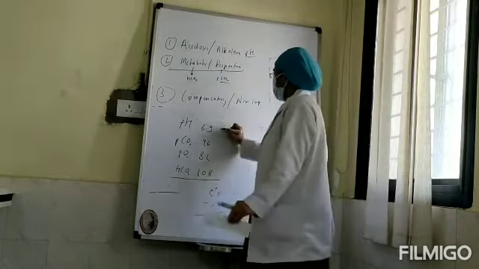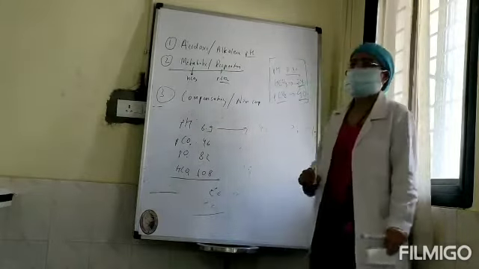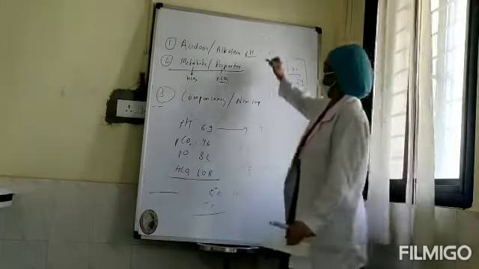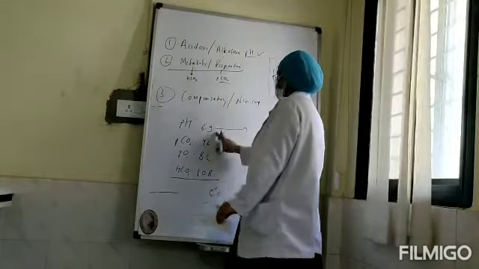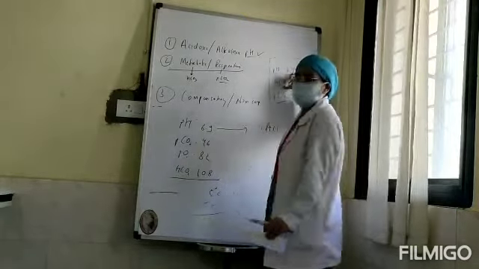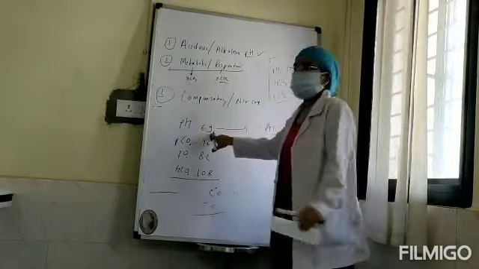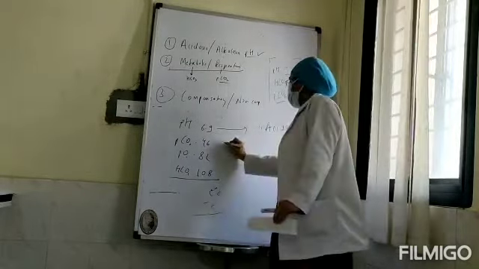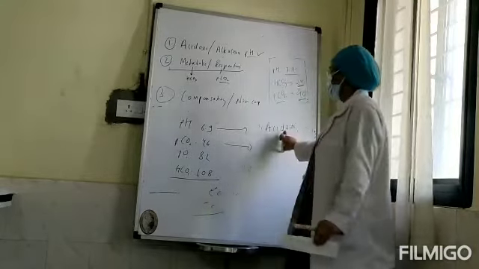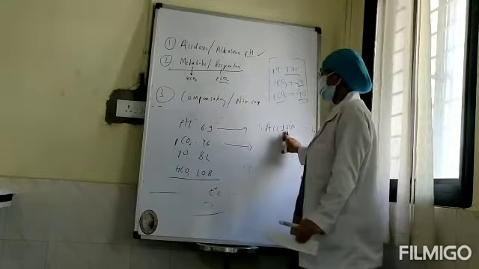So first, tell me what this is. Clear? No doubt. First step is over. Every time, please tell that the pH is less than 7.40. So this is acidosis. Correct? Now second step. Now you have to tell me what type of acidosis this is.